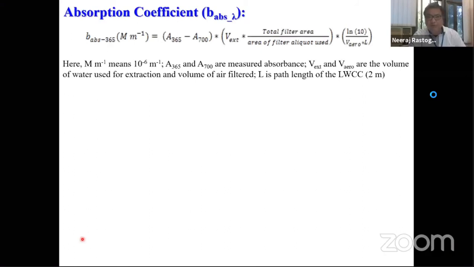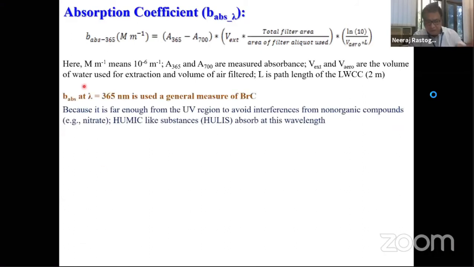Okay. Now, how do we measure the absorption coefficient? This is the formula. Kripa was talking about absorption coefficient quite a bit; let me add a little bit here. Absorption coefficient at 365 nanometer is used as a general measure of brown carbon. You are not measuring brown carbon directly; you are measuring an optical property of brown carbon, and mainly you are using 365 nanometer. Why? Because it is far enough from the UV region to avoid interferences from non-organic compounds, for example nitrate, and humic-like substances, that means humus, absorb at this wavelength.